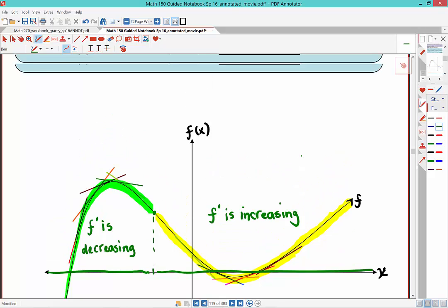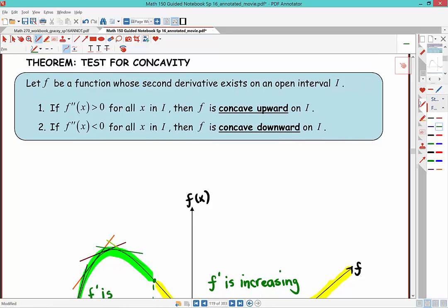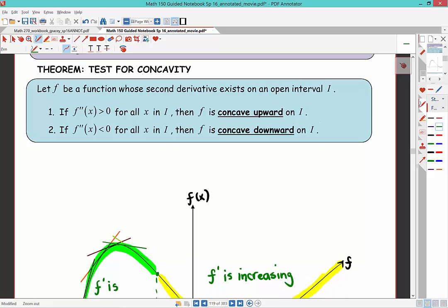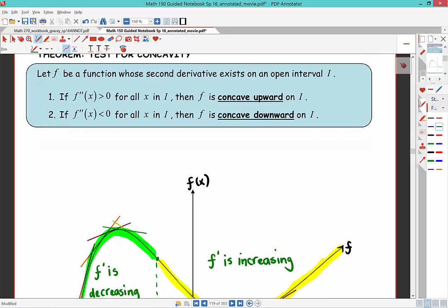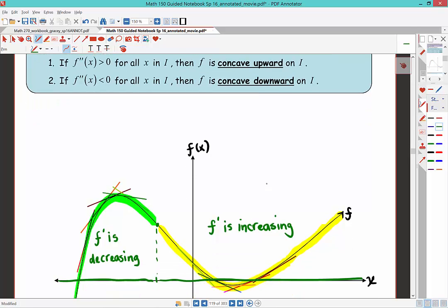All right. So there's an official test for concavity, and it's really pretty cool. So here, let me get this a little bit smaller. Okay. So this test for concavity basically says, if the second derivative is positive in the interval for all x, then your function's going to be curving upward, concave upward on the interval.